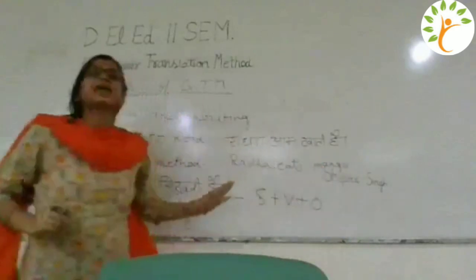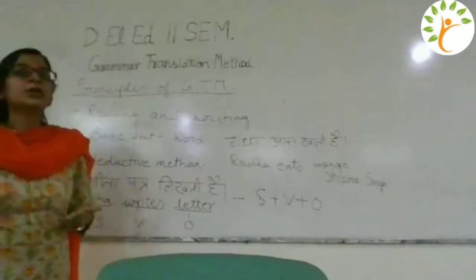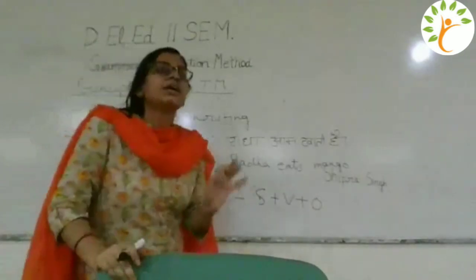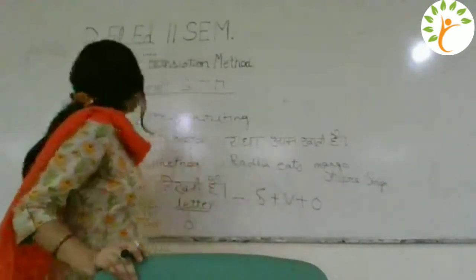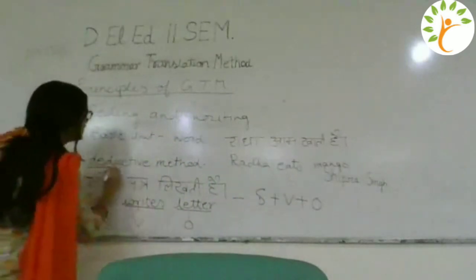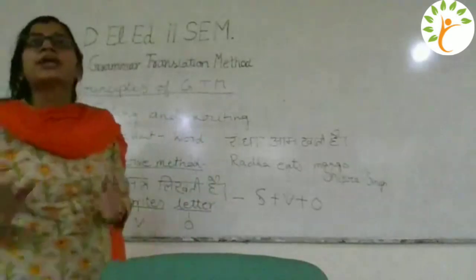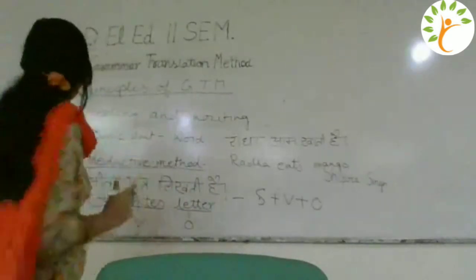So in this way, the teacher will give a lot of examples to students, and students will be able to translate in very correct English. So this is a very important principle of grammar translation method, that the rules of grammar are taught deductively. Now the fourth rule.